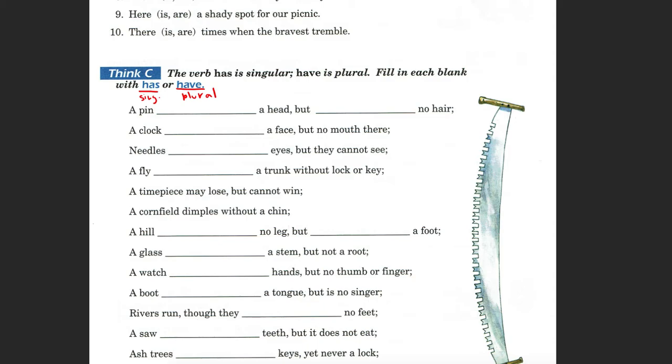Okay, a pen blank a head, but blank no hair. So a pen, is it has or have? Is that singular or plural? Are we talking about one pen or more than one pen? We're just talking about one pen, right? There's no S in here. So singular. The pen has a head, but no hair. We're still talking about a pen, singular, so what should go here? Has or have? Has, since we're still talking about a singular subject.